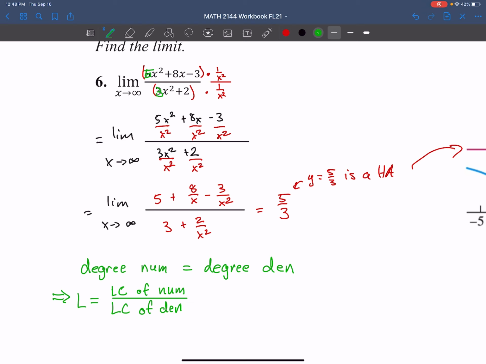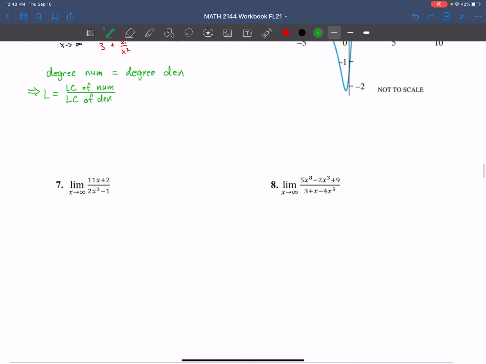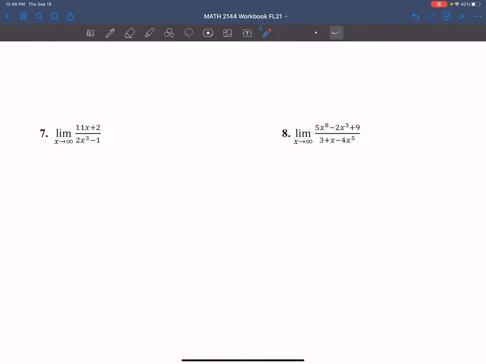So let me remind you the other two techniques. Let me go ahead and copy them over and give you a few examples because I know we're cutting it close on time. So down here on 7, let's look at this together.